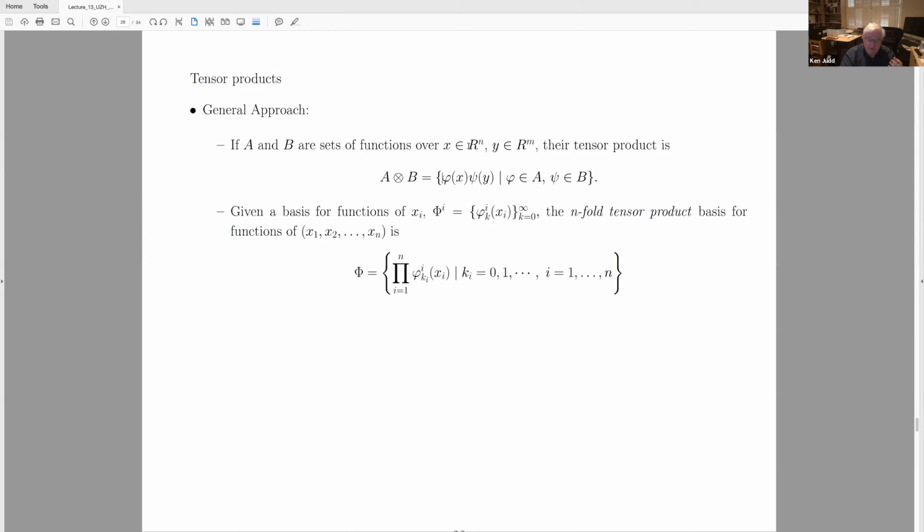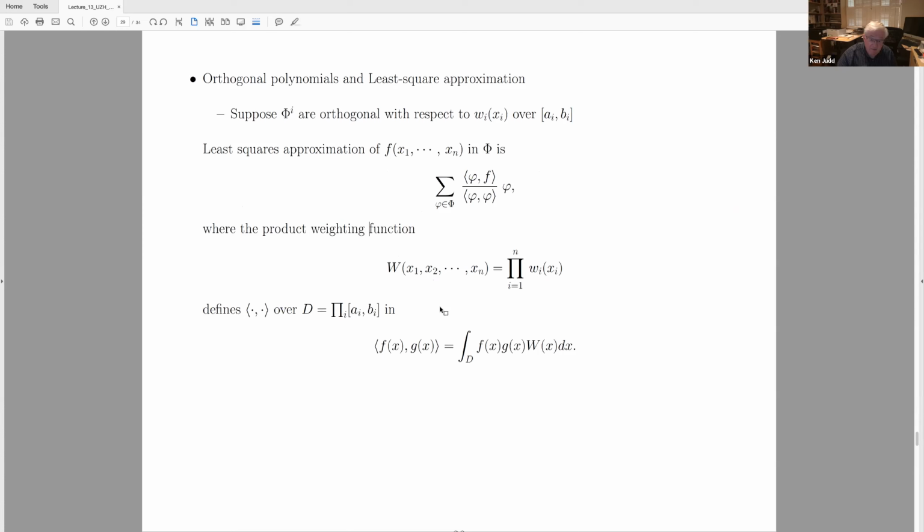Now suppose that all these spaces are the same. Let's say in dimension i, you have the basis functions phi super i, and the family is indexed by k. That's the basis in dimension i. And then the n-fold tensor product for functions of n variables is just the collection of all products. Well, this is going to have a problem. You're going to have a problem with the curse of dimensionality, and it's going to be bad.